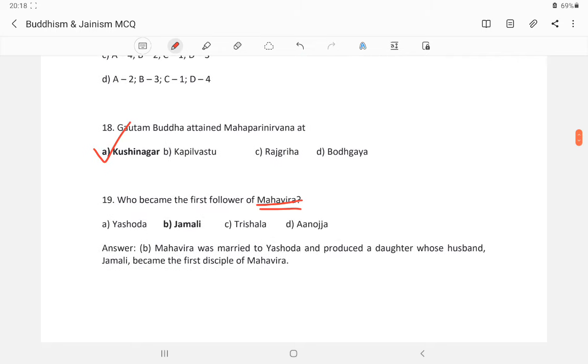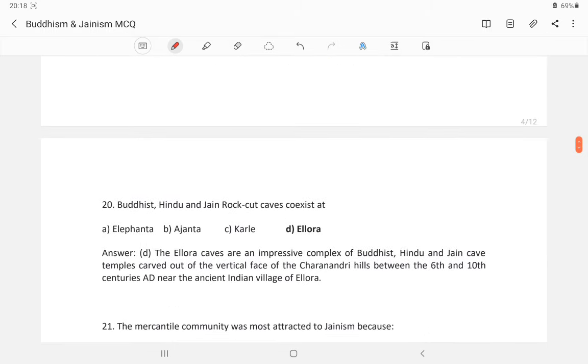The first follower of Mahavira was Jamali. The Buddhist, Hindu and Jain rock-cut caves architecture is at the Ellora Caves in Maharashtra.